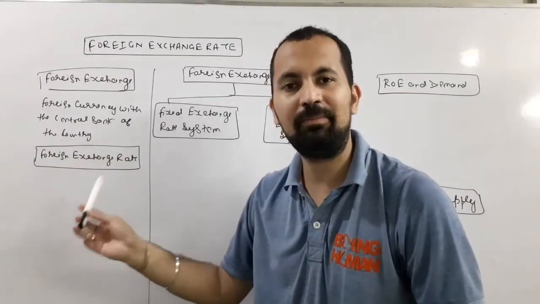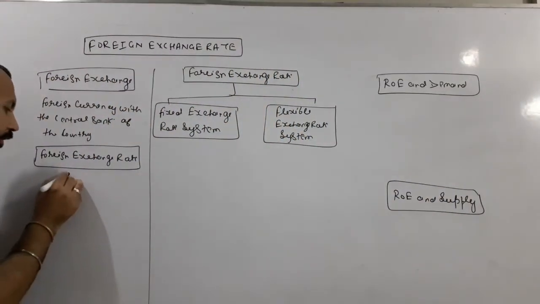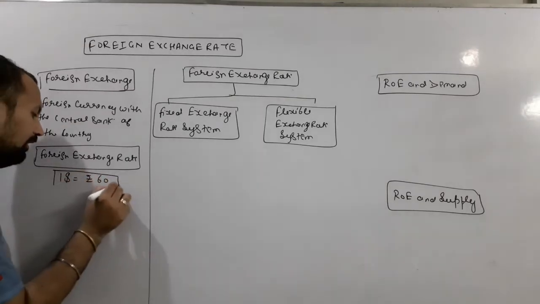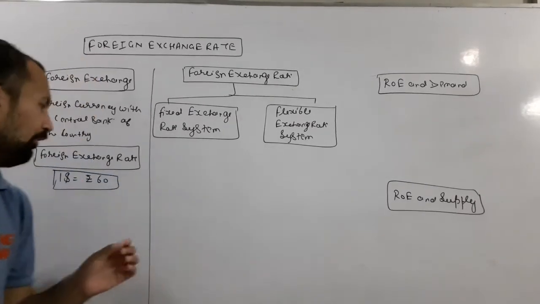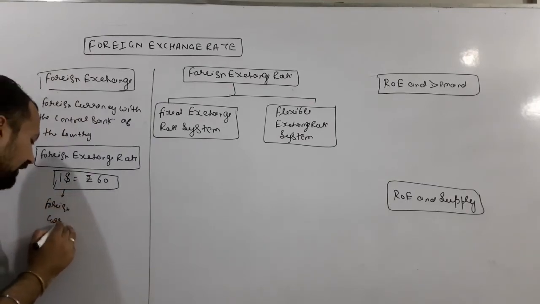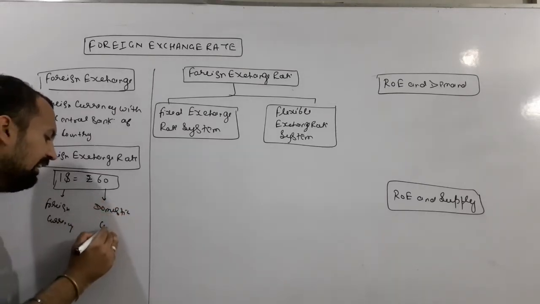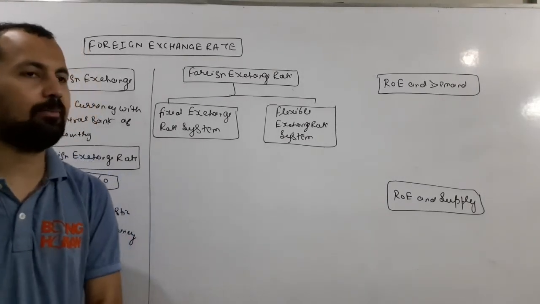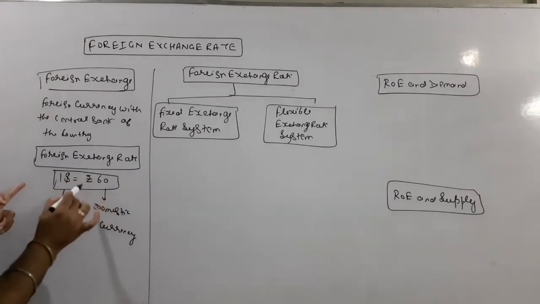And what does the exchange rate mean? Exchange rate means the rate at which 1 unit of foreign currency can be exchanged with a number of units of domestic currency. Foreign exchange rate is the rate at which 1 unit of foreign currency, that is termed as dollar, can be exchanged with a number of units of domestic currency. This is the difference between foreign exchange and foreign exchange rate. Foreign exchange means foreign currency with the RBI. Foreign exchange rate means the rate at which 1 unit of foreign currency can be exchanged with a number of units of domestic currency.